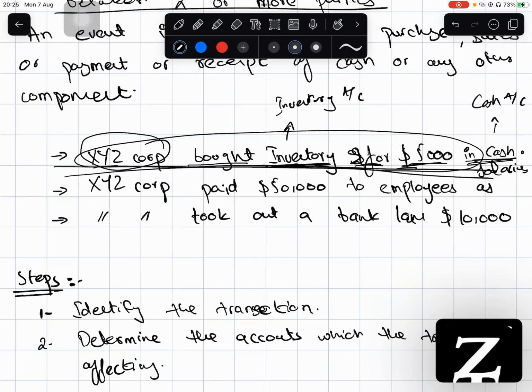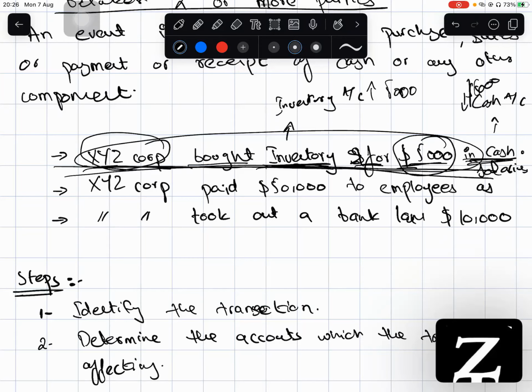Now you need to understand and you need to try to figure out that this $5,000 is going to someplace and is coming from someplace, right? When XYZ Corp is buying inventory in this, the inventory account should go up or should go down? What do you think? Inventory account will go up. Absolutely. It would go up by $5,000. And it's written that you paid for this inventory in cash. So the cash account should go up or go down? The cash account will go down.